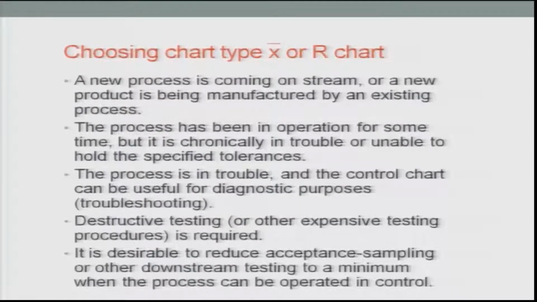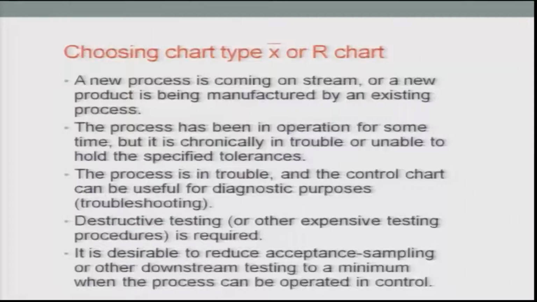Choosing between X bar and R charts: a new process is coming on stream, or a new product is being manufactured by an existing process. In that case, the process has been in operation for some time, but is chronically in trouble or unable to hold the specified allowable tolerance. So, obviously you have to take some decisions accordingly, which means there is a huge amount of variability. If there is variability, you should definitely use the R or range charts. If the process is in trouble, the control charts can be used for diagnostic purposes or troubleshooting, and then you take corrective actions accordingly.